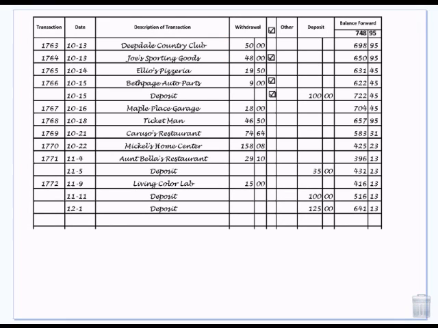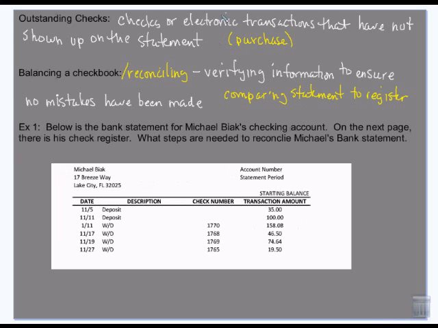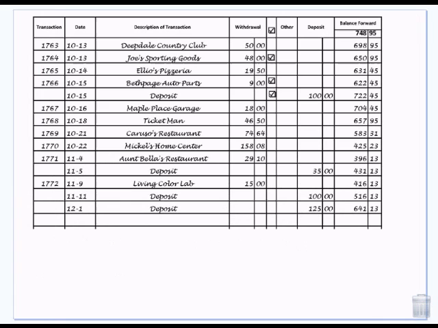What we have here, these check marks on the register indicate that these have already been accounted for in a bank statement. Once you've seen something on the bank statement, you put a check mark next to it, and then you know it's been accounted for. So I'm going to go back and forth between these. I have a deposit for $35. So I'm going to find a deposit for $35, and I'm going to put a check mark.